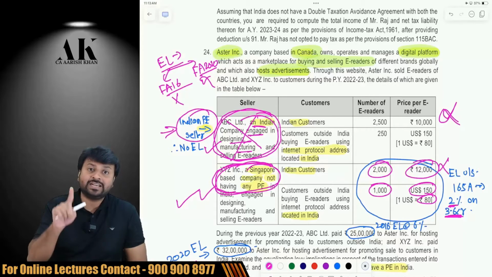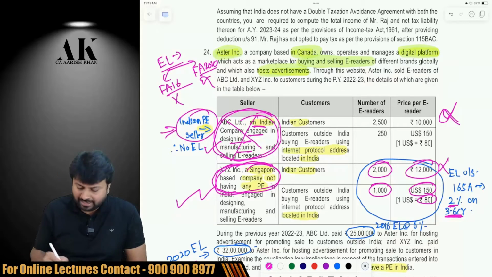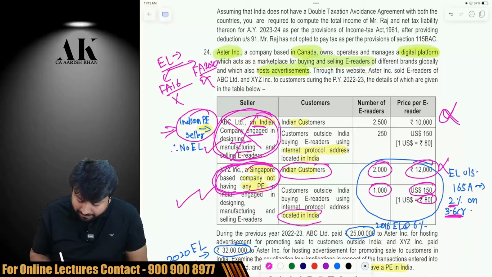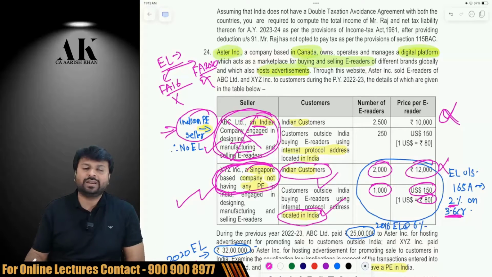Because the seller is not in India, the 2020 equalization levy is applicable, and the buyer is an Indian customer, or the buyer is buying through an IP address located in India. Therefore, these two transactions will be subject to equalization levy in India.